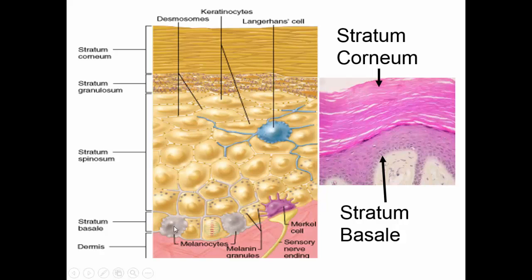Here at the very bottom is your stratum basale. These are the cells that are actively undergoing mitosis. You see them here on the microscope slide. And these layers in between, the cells are going through changes, forming keratin, becoming more keratinized, and eventually becoming so keratinized that they die. The dermis is the connective tissue layer of the cutaneous membrane. It's divided into two regions.